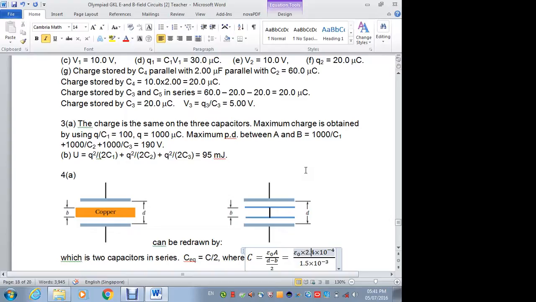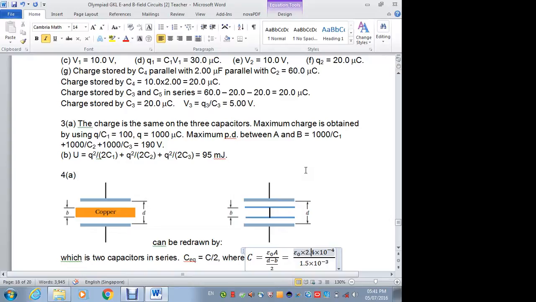But why do you use Q over C1 and not Q over C2 or Q over C3? Why do you choose Q over C1? How do you know I need to choose Q over C1? C1 is the smallest, correct. So if it's smallest, that means it's easier to reach 100 volts. So you have to choose the smallest one.